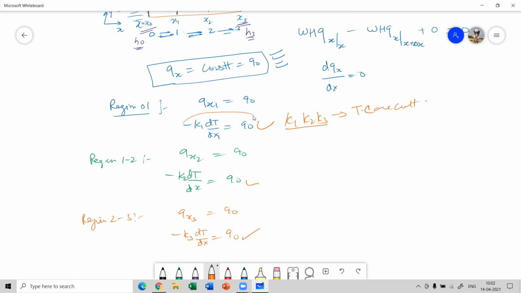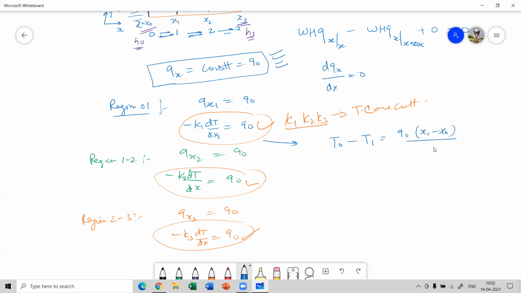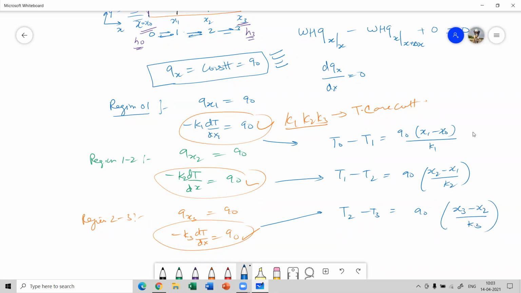So if we integrate these three equations, from the first equation we'll have T naught minus T1 is Q naught into x1 minus x0 over K1. Similarly, from the second equation, T1 minus T2 is equal to Q naught into x2 minus x1 over K2. And from the third equation, T2 minus T3 is equal to Q naught into x3 minus x2 over K3. So we have these three equations. Let's name them 1, 2, and 3.